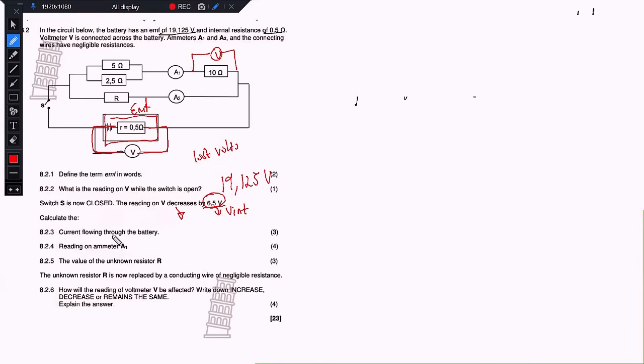Now they say calculate the current flowing through the battery for 3 marks. You can tell that it should be an easy question: 3 marks, formula, substitution, correct answer. So for 8.2.3, V internal is the current multiplied by the internal resistance. The V internal, we noted that if it says it decreases by, the value it decreases by goes to the internal voltage.